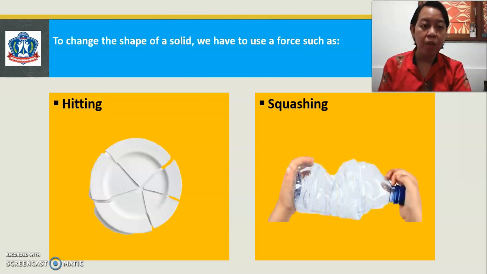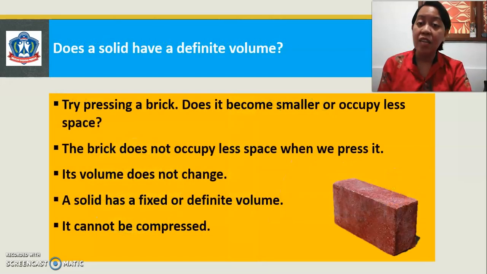What about the water bottle? It looks like this after it's being squashed. Does a solid have a definite volume? Try pressing a brick. Does it become smaller or occupy less space? The brick does not occupy less space when we press it. Its volume does not change. A solid has a fixed or definite volume. It cannot be compressed.